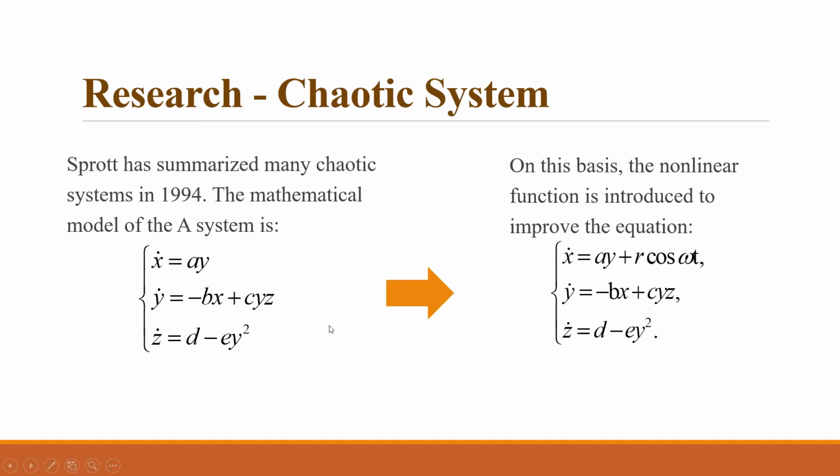In the paper shared today, an algorithm for image encryption using a chaotic system is proposed. First, I will introduce the construction of the chaotic system. Sprott summarized some chaotic systems in 1994. The mathematical model of system A is the formula on the left. Adding the cosine excitation function to the X controller can get the equation on the right.